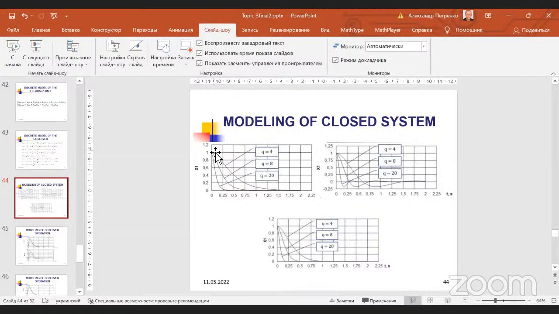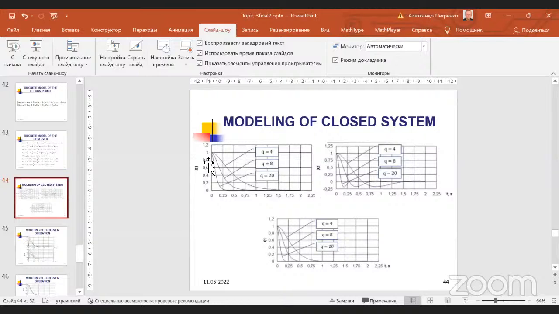After working the closed system, this system is moving to zero. As the roots of our closed system are located at different distances from the imaginary axis, we obtain different speeds of this moving, and we can obtain the dynamic characteristics of the closed system which we need.